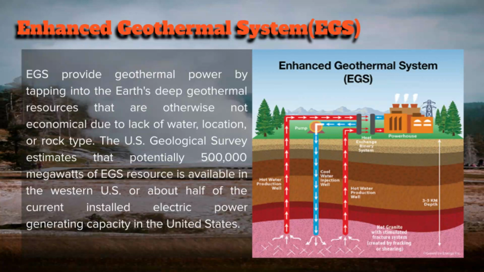In this slide, I will explain about enhanced geothermal system (EGS). Enhanced geothermal systems provide geothermal power by tapping into the Earth's deep geothermal resources that are otherwise not economical due to lack of water, location, or rock type. The US Geological Survey estimates that potentially 500,000 megawatts of EGS resource is available in the western US, or about half of the current installed electric power generating capacity in the United States.